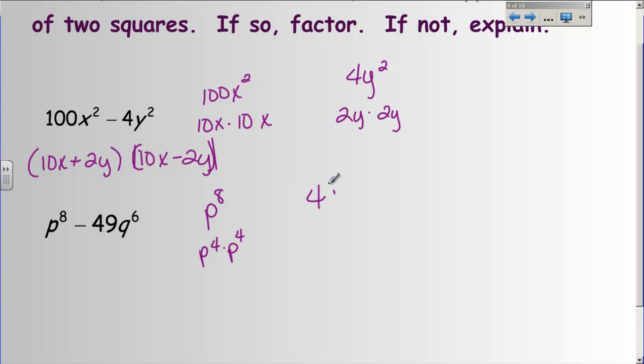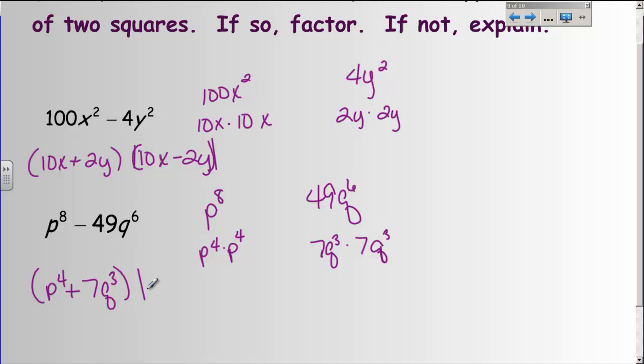And then 49q to the 6th. Well, 49 is 7 and 7. And then q to the 6th gives me q to the 3rd and q to the 3rd. So this is also a difference of two squares. The two factors are going to be p to the 4th plus 7q to the 3rd and p to the 4th minus 7q to the 3rd. And those are the two factors for that one. So that's difference of two squares. And then the other one was perfect square trinomial.